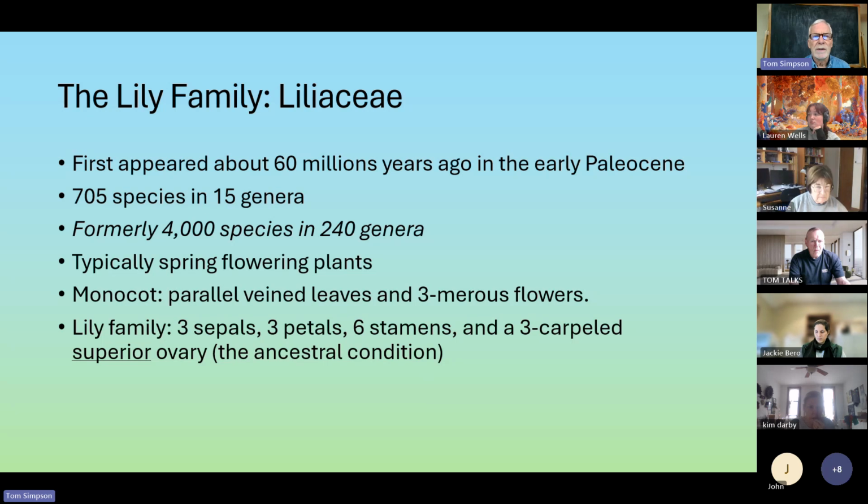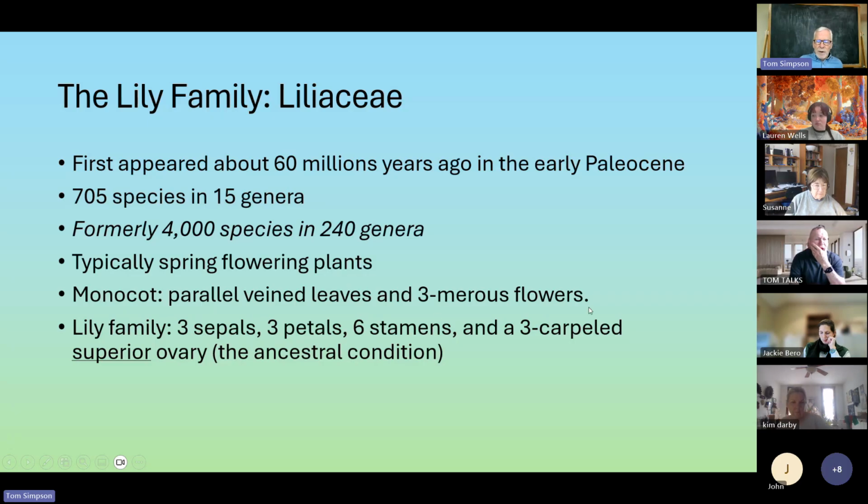Lilies evolved probably 60 million years ago. So that's really just after the Cretaceous extinction and the disappearance of dinosaurs and the rapid evolution of mammals. Most lilies are typically spring flowering plants and they're monocots. And we'll talk a little bit more about monocots here in a second. Parallel vein leaves, and parallel means something a little bit different than parallel lines in geometry. We'll look at some examples of that.